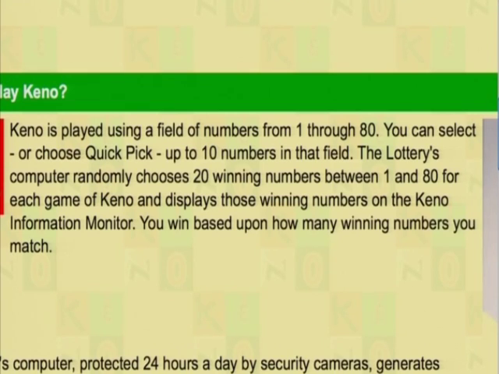Okay? So Keno is played using a field of numbers from 1 through 80. In fact, if you look at Wikipedia, I went through this explanation of Keno. It says that out of 80 balls, 20 are generated by blowing some air. So 20 will come out of the 80 in a random fashion. You can select or quick pick up to 10 numbers in that field. So we are talking about a 4-spot game. So you are going to pick 4 numbers, and the casino will randomly select 20 out of a total of 80. Then you compare whether your 4 numbers are part of the 20 that have been selected.